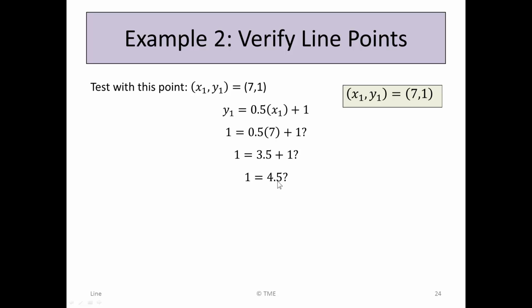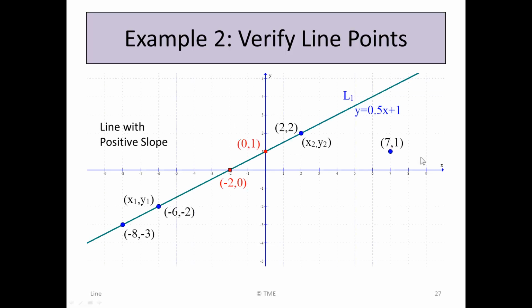Well, 3.5 plus 1 is 4.5. Is 1 equal to 4.5? It doesn't appear so, so we check, and 1 is not equal to 4.5. Because it's not, the point (7, 1) is not on the line. And if we draw it, we can see here that we've got the line again, but point (7, 1) is out here, not on the line. So therefore, we can verify whether points are on or not on the line.